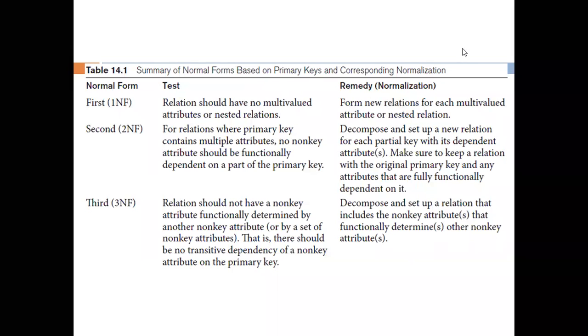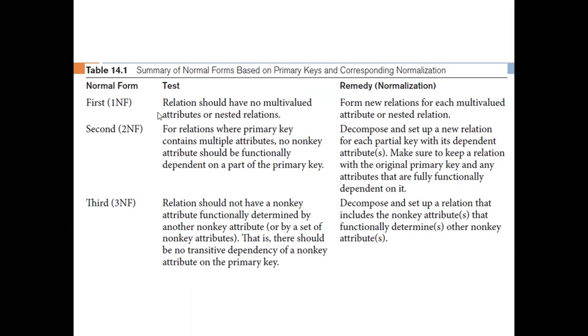So with this, we completed the normal forms till BCNF. We can quickly summarize the normal forms, which we defined based on the primary key. For the first normal form, the relation should have no multi-valued attributes, nested relations, or composite attributes. If we have them, the remedy is the normalization process: we create a new relation for each multi-valued or composite attribute.